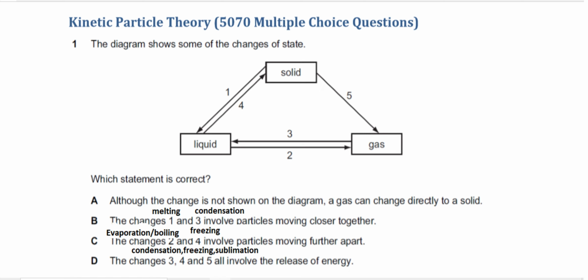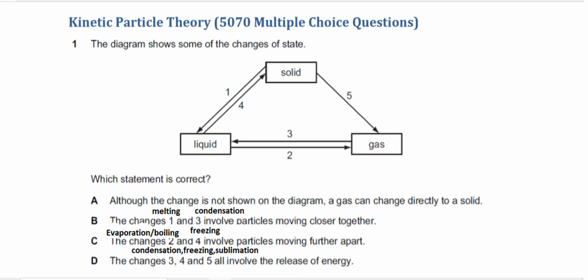The change 1 and 3 involve particles moving closer together. So 1 is solid to liquid, that means it's melting, and 3 is where gas is changing into liquid. When solid changes into liquid, the particles are moving far away from each other. So this statement is incorrect, because in 1, where melting occurs, particles move far away from each other. So we cannot go with option B.